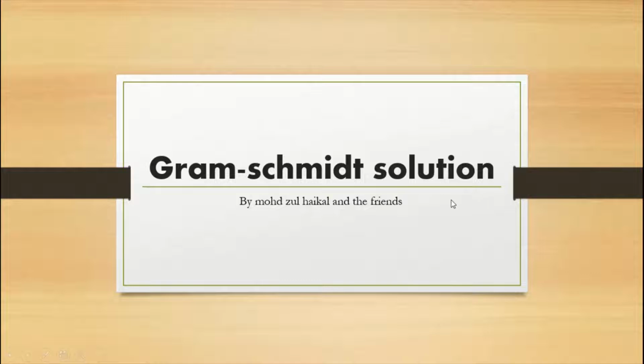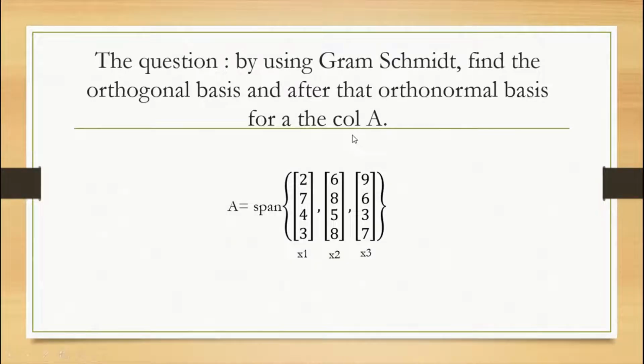Okay, let's start. If we look at this, we have a question: by using Gram-Schmidt, find the orthogonal basis, and after that, the orthonormal basis for the Col A, which means matrix A. Okay, we have matrix A equal to the span, which is a 4 by 3 matrix.